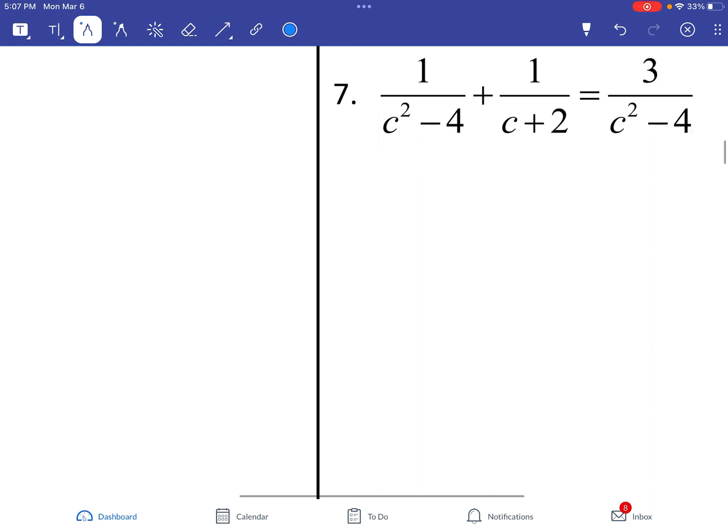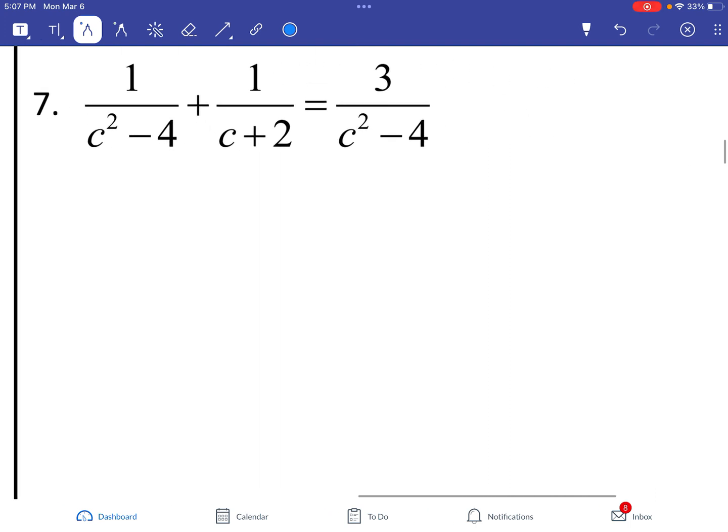Number 7. Again, we have to factor these denominators. c squared minus 4 is a difference of 2 squares problem. Okay, 2 numbers that multiply to be negative 4 but add up to be 0 will be positive 2 and negative 2. That's the same for the last denominator as well.